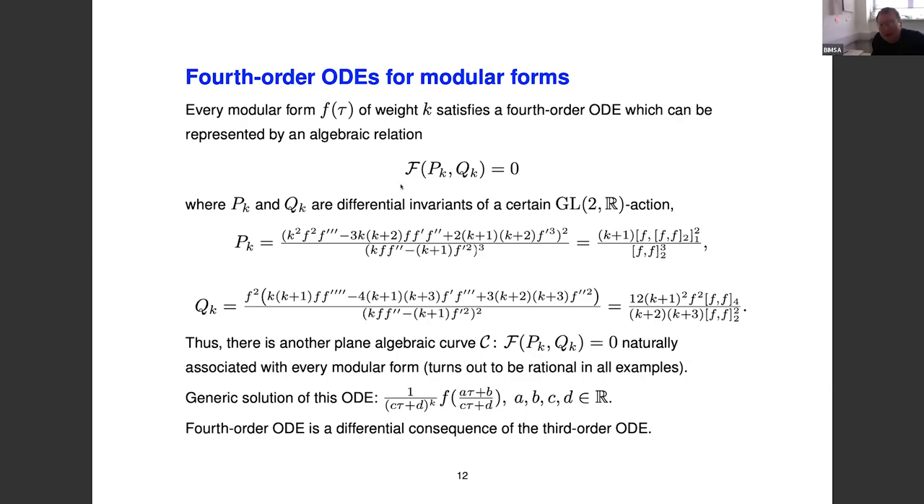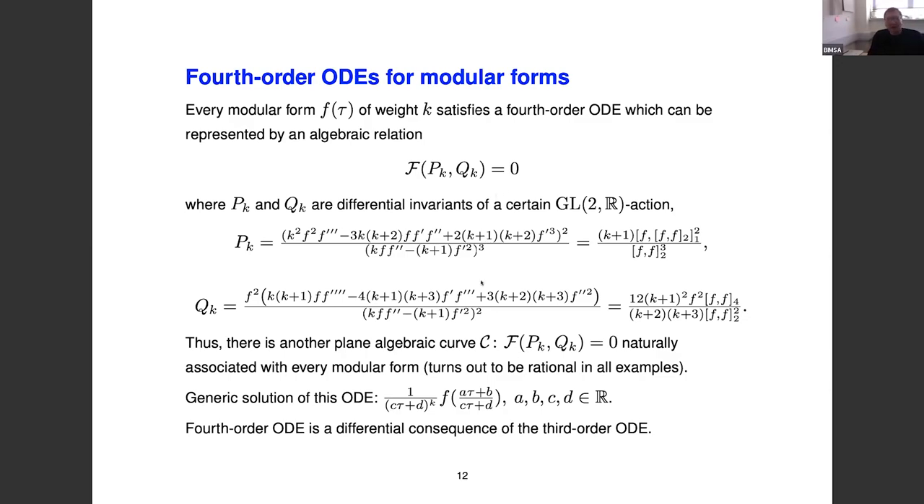This differential equation is a differential consequence of the previous differential equation, the third order differential equation. It's easy to show in general. And the general solution to this differential equation is given by exactly the same formula as before, but this time the matrix A, B, C, D is not restricted to belong to SL2R, it belongs to GL2R. So AD minus BC is not necessarily equal to 1, right? So this is a generic solution to this ODE, right?